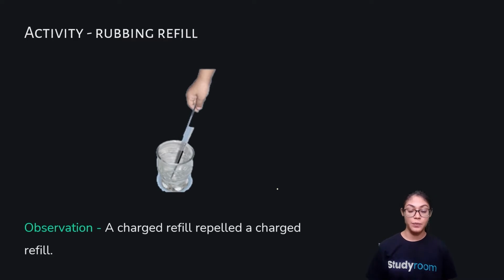Let's perform another activity. You take a plastic refill and you rub it with a polythene. Now you take a plastic tumbler and put that refill in it. Now you take another refill and do the same activity, that is, you rub it with a polythene. Then later on you bring the second refill towards the first refill. What you will observe here is that a charged refill repelled another charged refill. That is, there is some kind of repulsion between them. Correct?